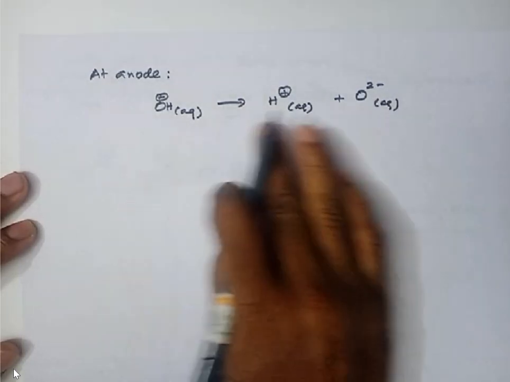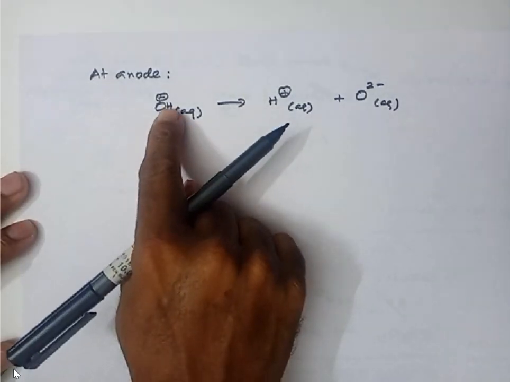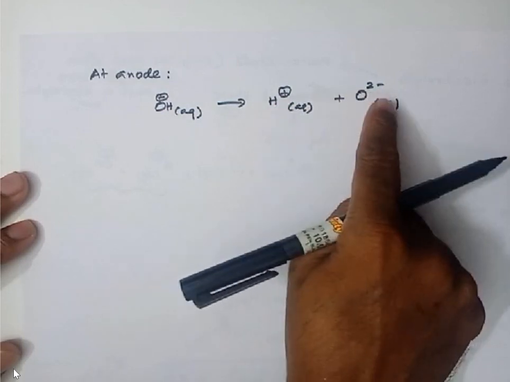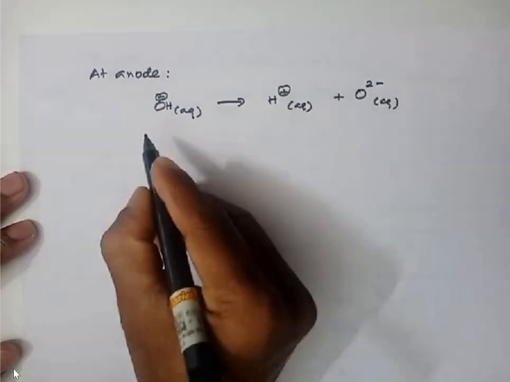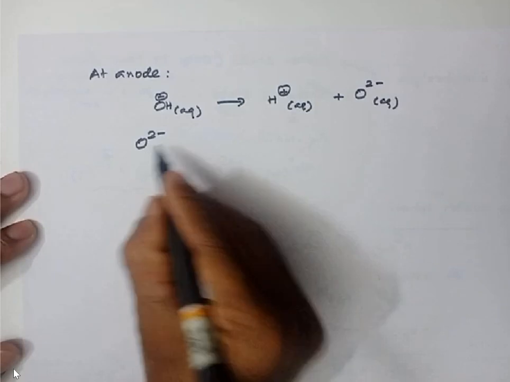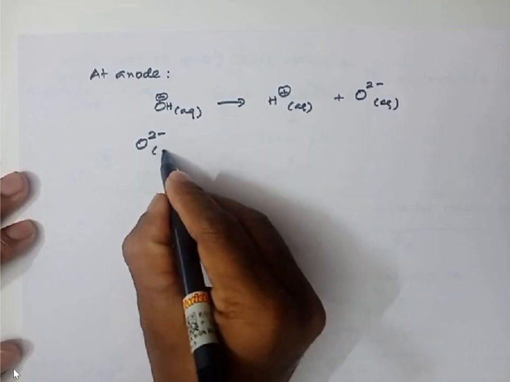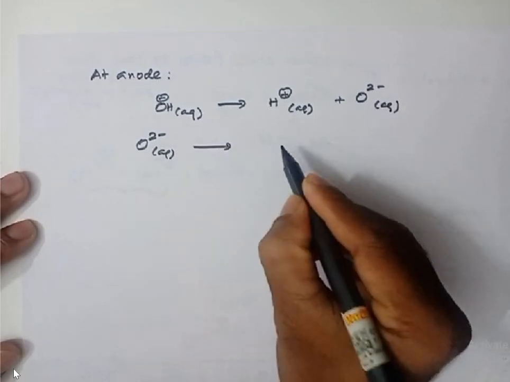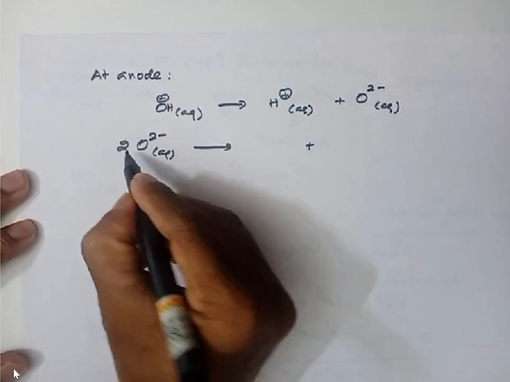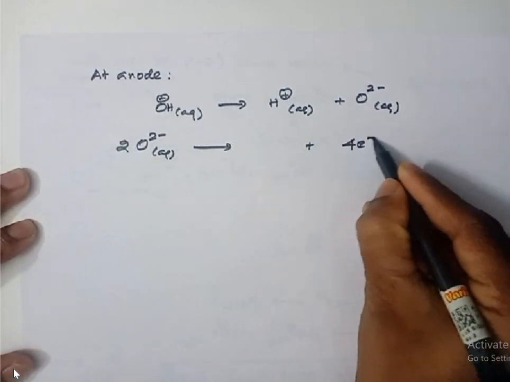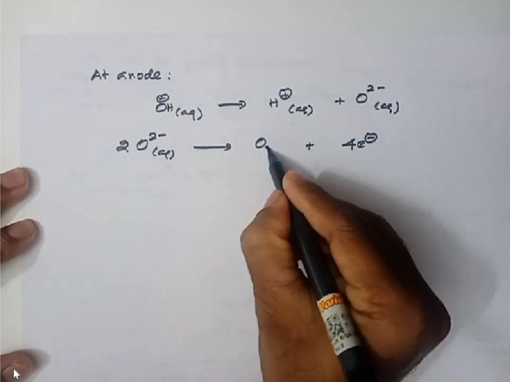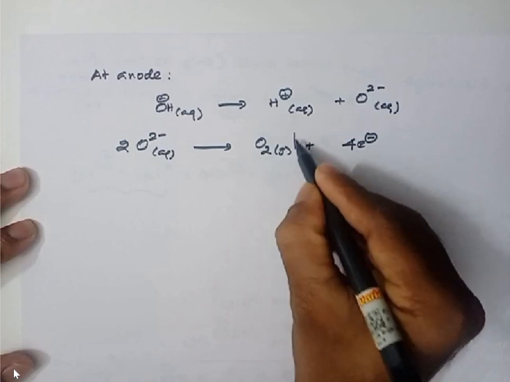Just for understanding purpose, I am writing like this. First, OH minus ionizes to give H plus and O2 minus ion. This O2 minus ion actually undergoes oxidation. Right? I'll take 2 O2 minus ions, which lose 4 electrons and become an oxygen molecule, and it comes out as oxygen gas.